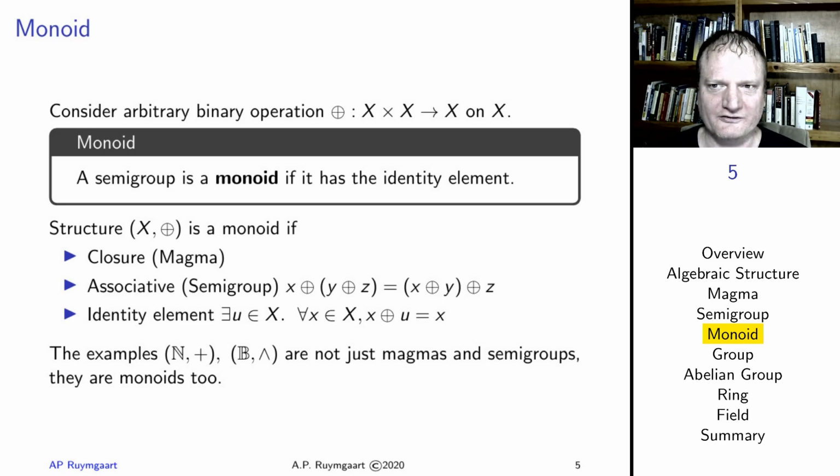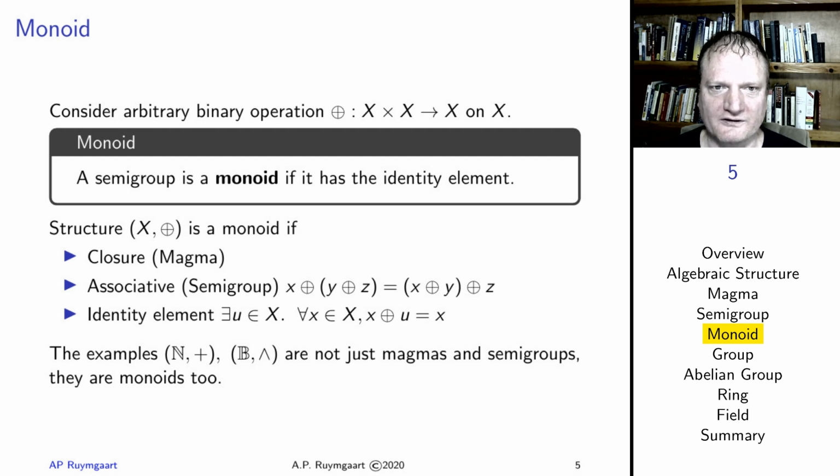Our next structure is called a monoid. And a semigroup is a monoid if it has the identity element for its operation. Now, remember, an identity element u is an element in the set X such that for our operation ⊕, x ⊕ u equals x for all elements in X. So again, a semigroup is a monoid if it has that identity element, and that brings the total list of requirements for a monoid to be the following.